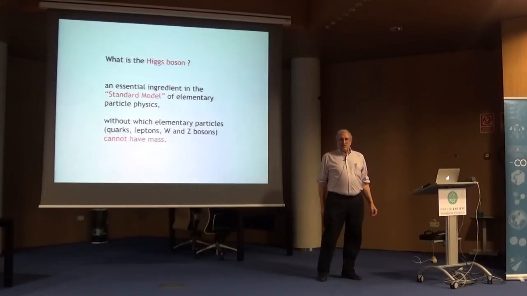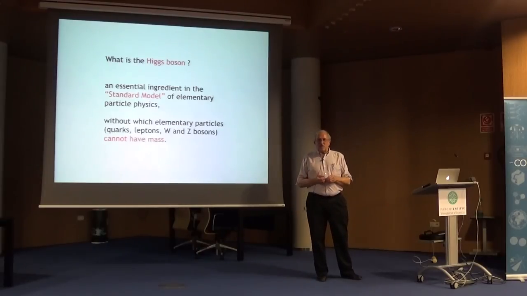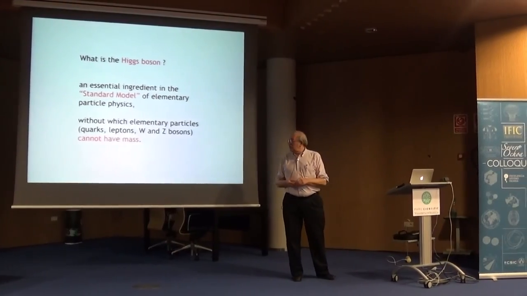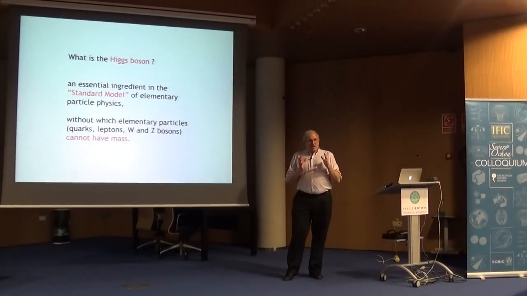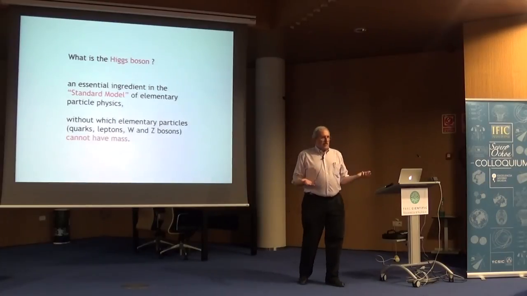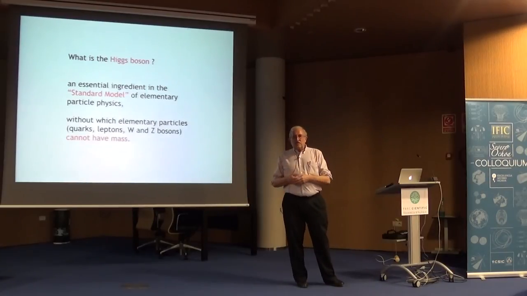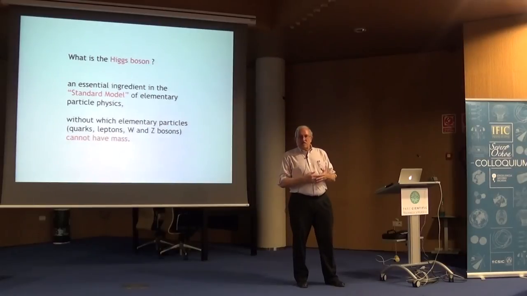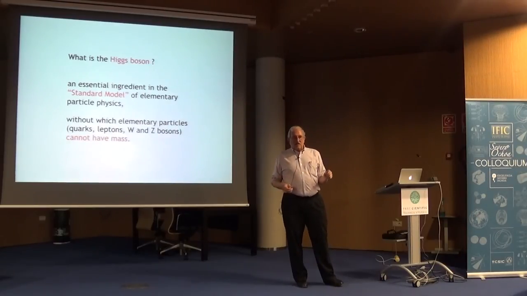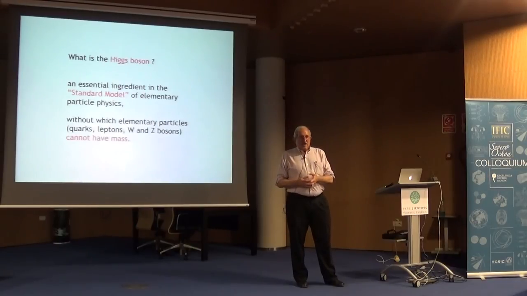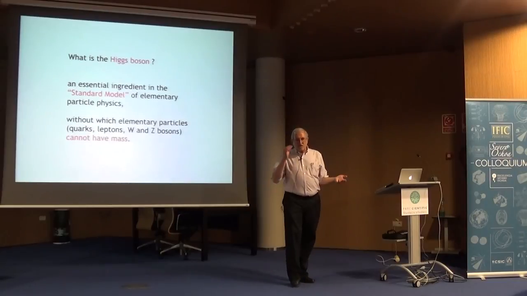I think you folks all know, it is an essential ingredient in what we call the standard model of particle physics. It's the ingredient that allows every other particle in the model, the quarks and leptons that we're made out of, the weak bosons that mediate the weak interactions, all of the massive particles of that model, including the Higgs boson itself, to have finite mass. And so this is the identity of that particle. It's the reason, presumably, that it exists in nature.